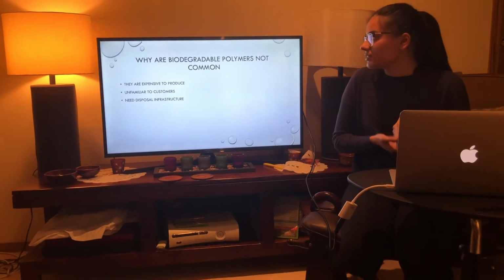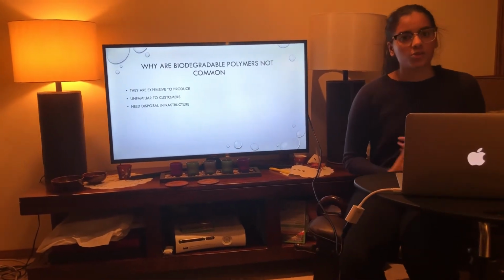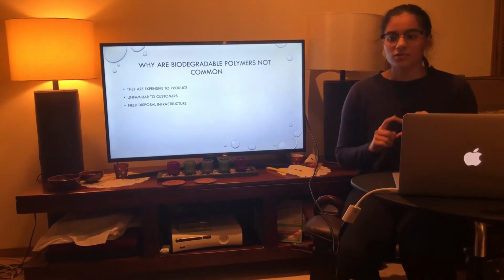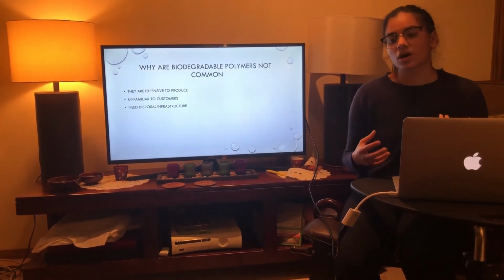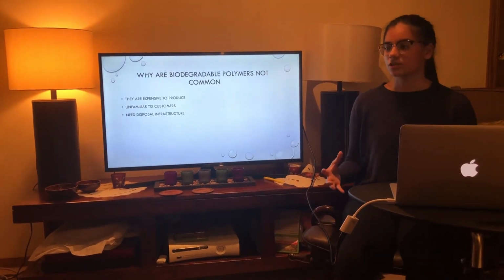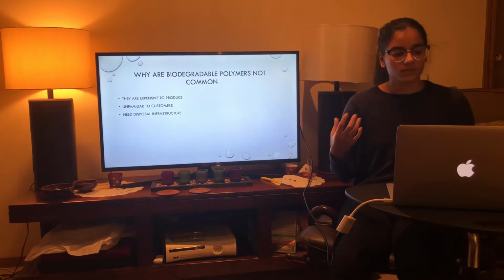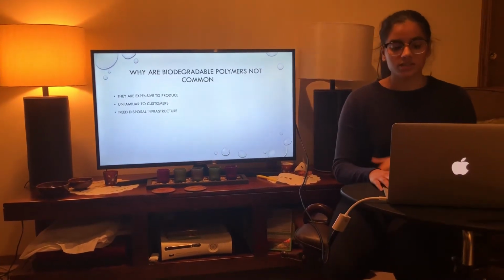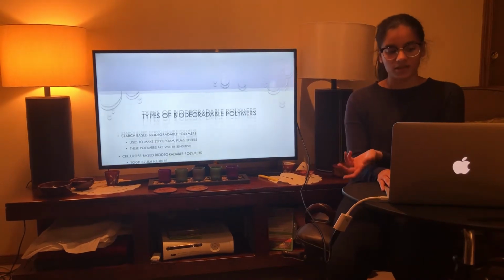And also, as you can see, they're not very common. Why don't we hear about biodegradable polymers more often? It's because they're very expensive. A lot of consumers, as well as a lot of industries, are unfamiliar with this concept. As well, you need a lot of infrastructure to ensure the correct disposal of these biodegradable polymers to a bioactive environment.